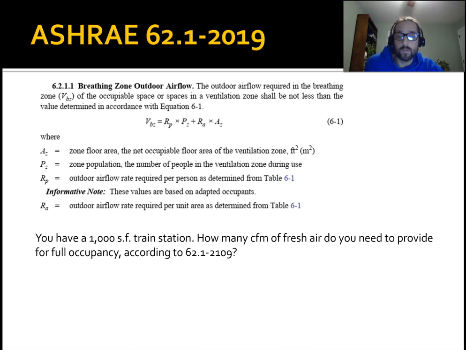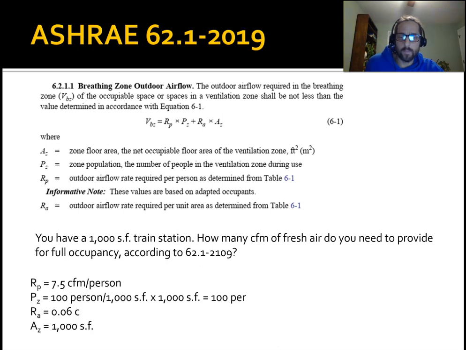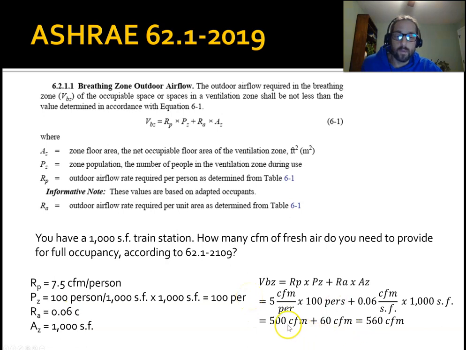Okay, so let's do a different use. So you have a 1,000 square foot train station. Everything else is the same. How much fresh air do you need to provide? I'm not going to go back to that table, but if you go to the table in ASHRAE, it's 7 CFM per person in a train station, and the occupancy is 100 people per 1,000 square feet. The R sub Z is 0.06, so that's the same. Okay, so we plug that in, and it's 5 times 100 plus 0.06 times 1,000.